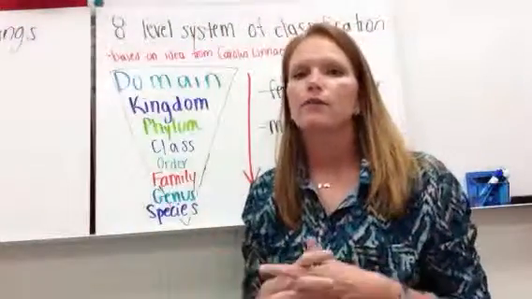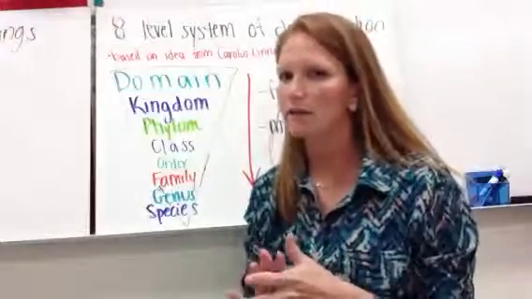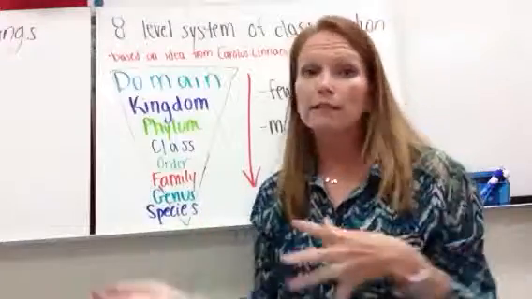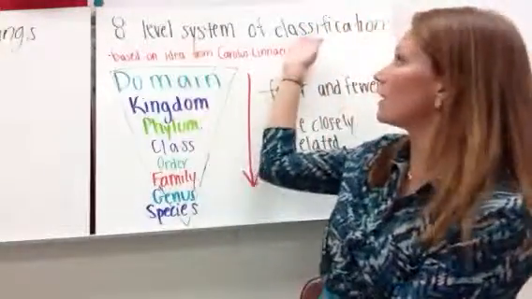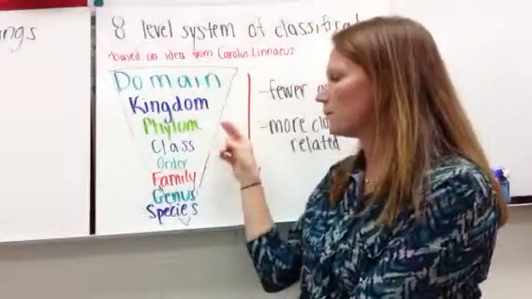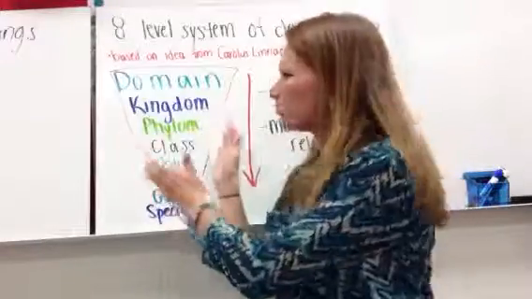So our modern system of classification is based on the idea from Carlos Linnaeus, who talked about naming living things, and we took his idea and we created this whole system of classification. And this system of classification has 8 levels. The 8 levels are domain, kingdom, phylum, class, order, family, genus, and species. And I put them in this triangle shape.